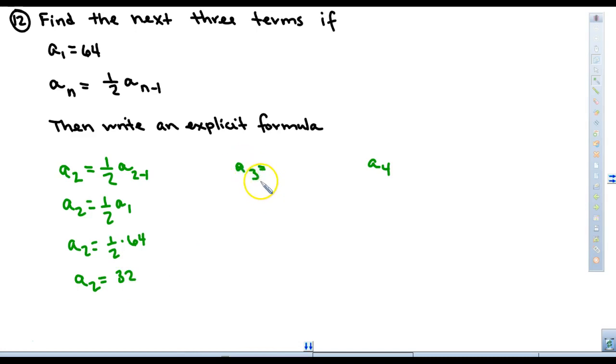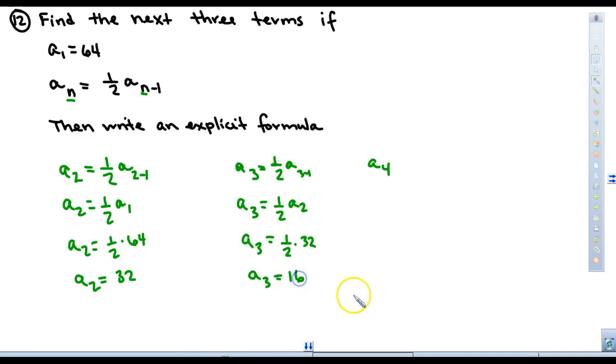Because if I want to find a sub 3, I'm putting the 3 here, which means I have to put a 3 there. So that is a sub 3 equals 1/2 a sub 3 minus 1. So a sub 3 is equal to half of a sub 2. We just found a sub 2 to be 32. So a sub 3 is equal to 16. And again, the only way I knew I could figure out the third term was if I knew the second one.